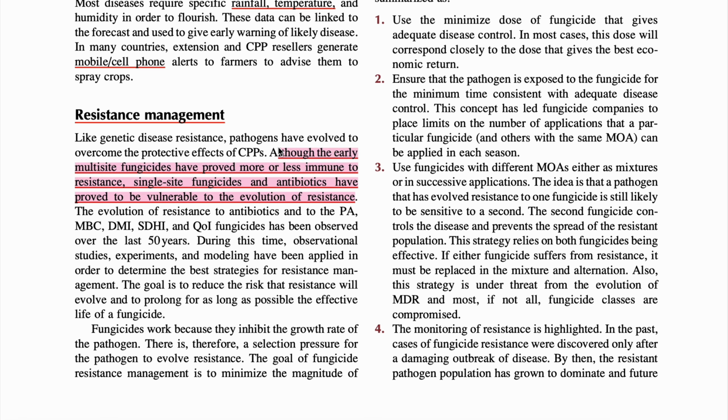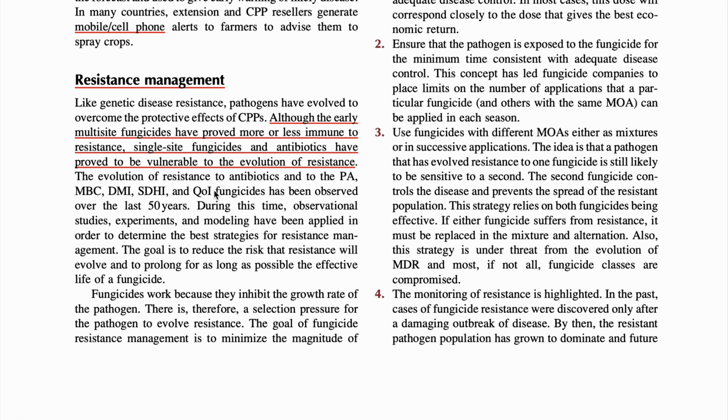What does this mean? I mentioned contact fungicides and systemic fungicides. Now, contact fungicides are multi-site fungicides, whereas systemic fungicides are single-site fungicides. The multi-site fungicides have proved more or less immune to resistance because there are multiple sites of action, so it's difficult for the pathogen to become resistant to them. But single-site fungicides, what happens? They have only a single site of action, so they are more vulnerable to the evolution of resistance. That is what they are saying.